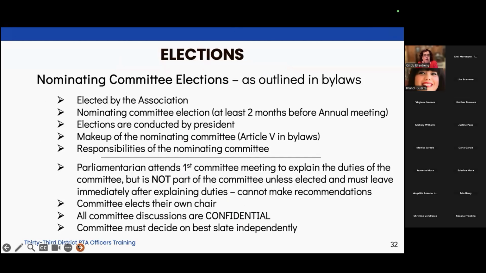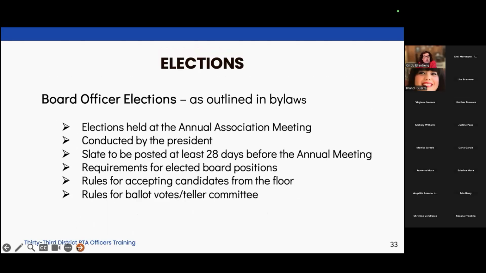Nominating committee elections are outlined in your bylaws. They're elected by the association at least 2 months before your annual election meeting. The elections for the nominating committee are conducted by the president. The makeup of the nominating committee is in Article 5 in your bylaws. How many members, how many alternates, and the responsibilities of the nominating committee. The committee elects their own chair. All committee discussions are confidential, and the committee must decide on the best slate independently without being swayed by personal feelings, and they need to be put aside for the betterment of the association.